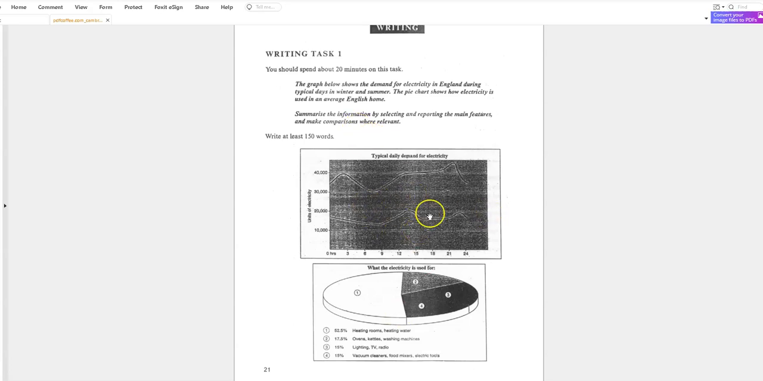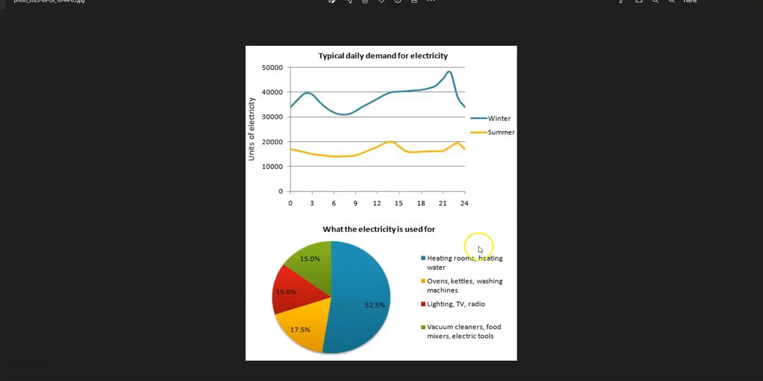So you've got the graph, the daily demand in an English home, winter and summer, and you've got a pie chart for what it's used for. Okay, so I'll get it out of the way because that's not very clear. So we can see it better here, right? Obviously, demand is a lot more in winter than in summertime. As you see, an all too easy mistake to make, and I have to keep reminding myself, demand, not use. Demand, not the same as use.